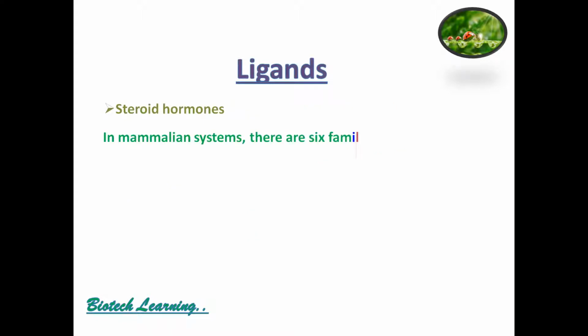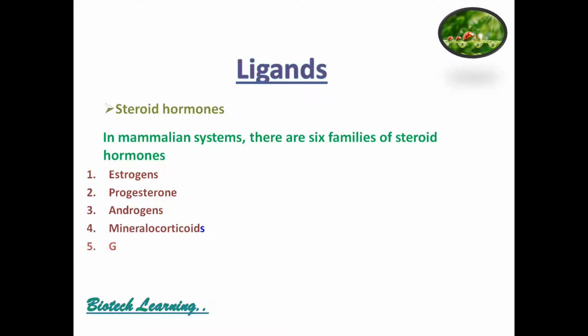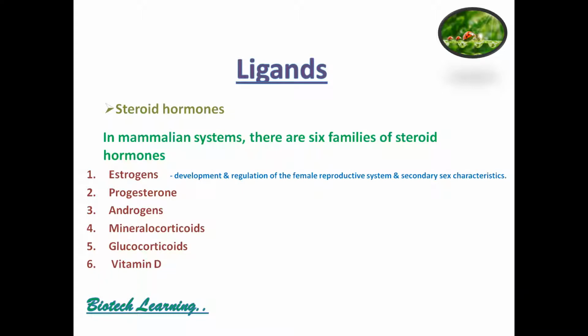In mammals, there are 6 families of steroid hormones: estrogen, progesterone, androgen, mineralocorticoids, glucocorticoids, and vitamin D. So what are estrogens? These help in the development and regulation of the female reproductive system and secondary sexual characters. Progesterone is responsible for the menstrual cycle, pregnancy, and embryogenesis. Androgen helps in development and maintenance of male characteristics.